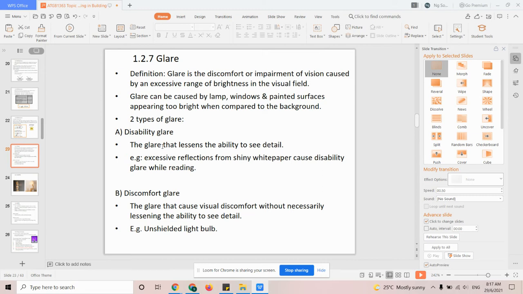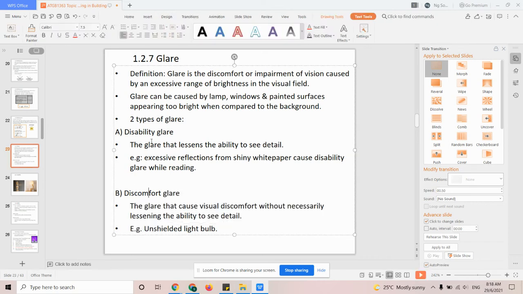So disability glare is basically very bright light that causes you to not be able to see the detail or see properly. But for discomfort glare, it's basically just visual discomfort, meaning you can still see the detail. It doesn't necessarily mean you cannot see the detail. So it's not painful. But for disability glare, it can be painful. It can be up to the level of pain that you cannot see the detail and you do not want to see it. So this is the difference between the different types of glare.